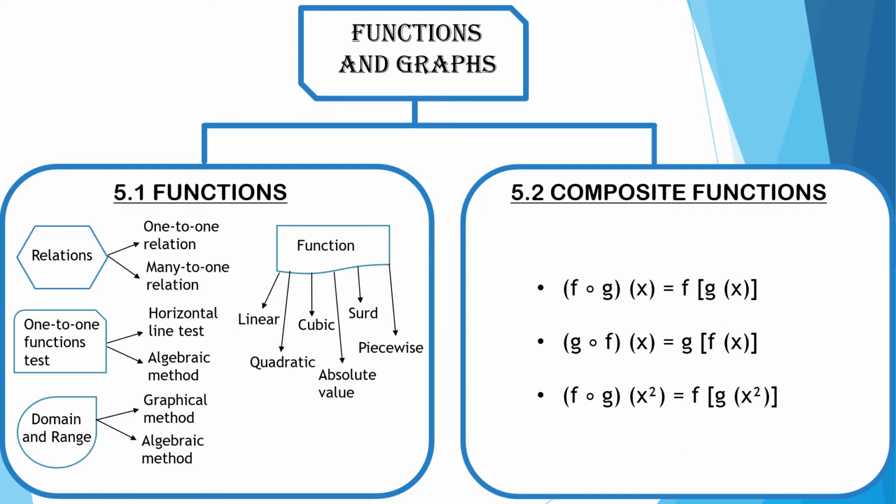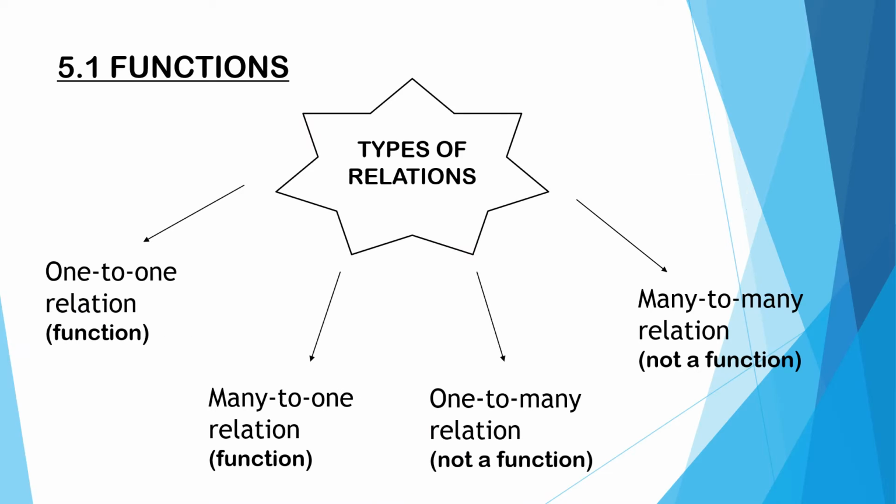Here we have the overview of subtopic 5.1 functions and 5.2 composite functions. So let's go through one by one. There are 4 types of relations. However, only 2 relations are considered as functions, which are one-to-one relation and many-to-one relation.